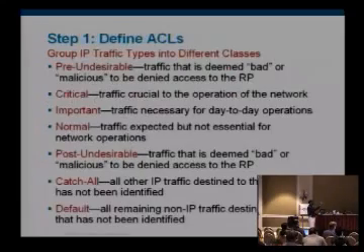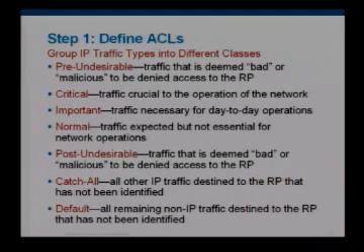So let's see the first step, defining ACLs. Now this is just for an example. It's not necessary that you should follow the same example. So let's see. I have created different buckets for different types of traffic. First of all, my first bucket is pre-undesirable traffic that is deemed bad or malicious and should be denied to the RP. I don't want this traffic going to the RP. So that's one bucket. Second bucket is critical, every traffic that is crucial to the operation of the network. Third bucket is important. Important meaning it's not extremely crucial, but it is important. So all traffic that is necessary for day-to-day operations.